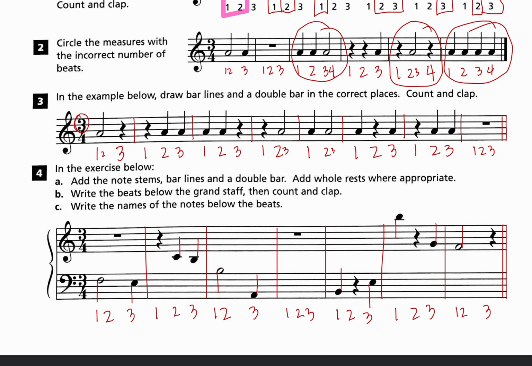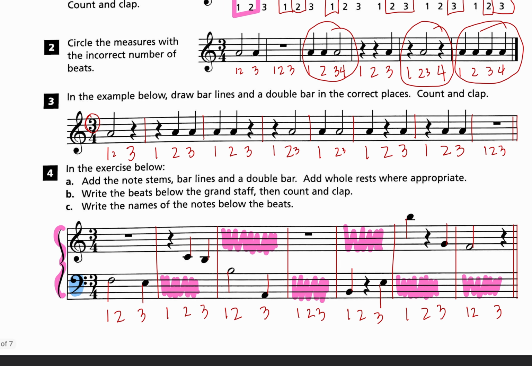Okay, so we have the beats written below the grand staff. We have our bar lines and our double bar line. Now, any place that there is blank space, we need to draw a whole rest to fill it in. It wants us to fill in all the blank spaces with whole rests. This is piano music because it's the grand staff connected by this brace right here. So everything down here in the bass clef would be the left hand, and everything up here in the treble clef would be the right hand.